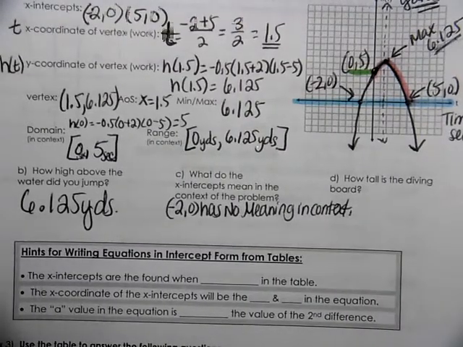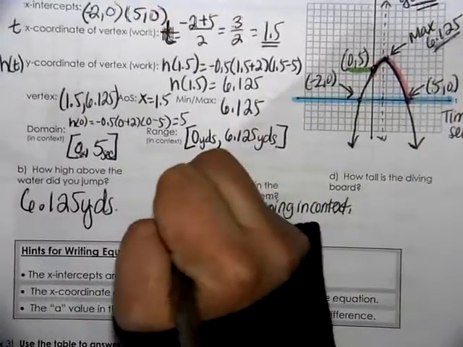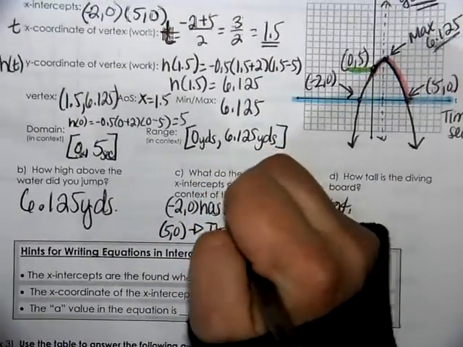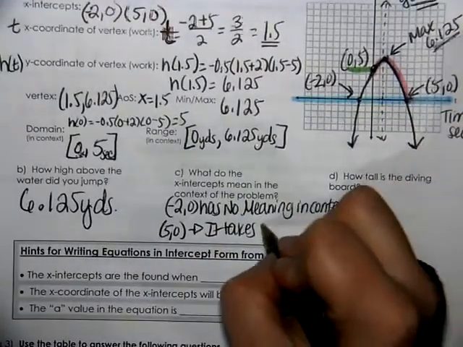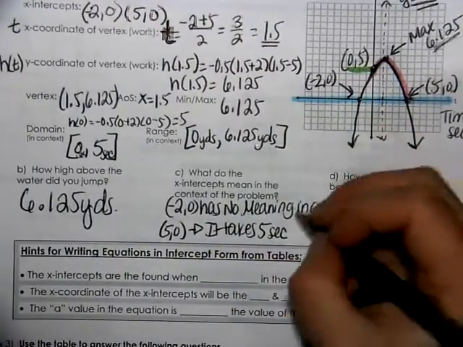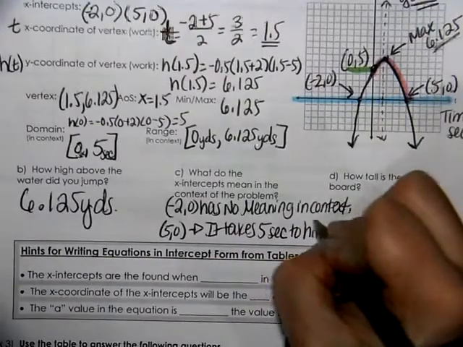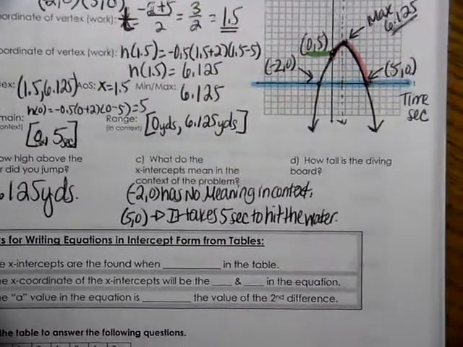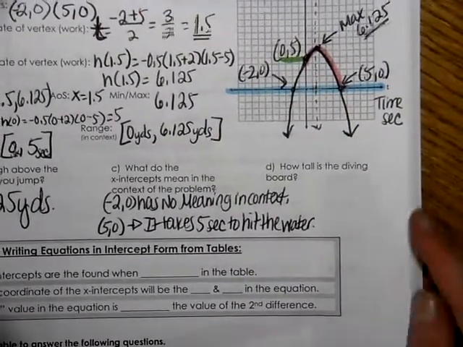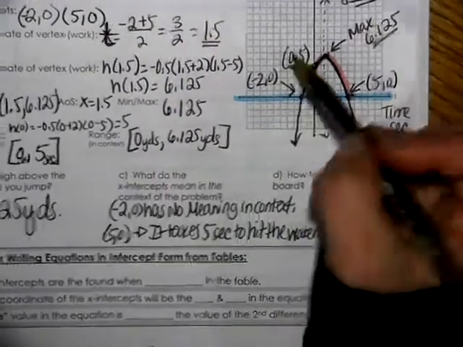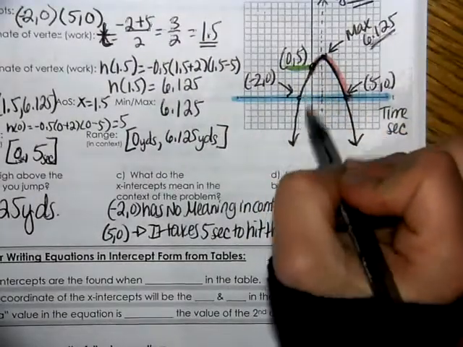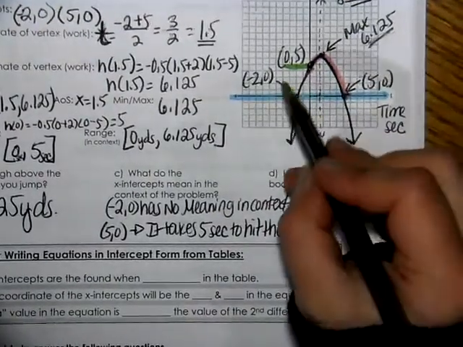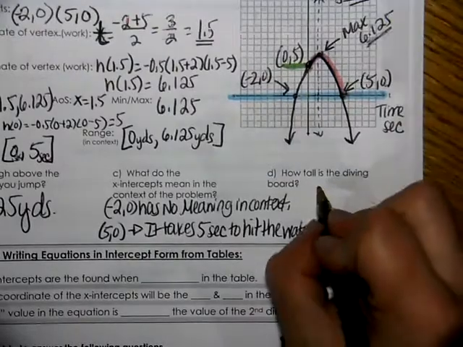So the next one is 5, 0. And what 5, 0 means is that it takes 5 seconds to hit the water. That's what that one means. How tall is the diving board? Well, we talked about it right here. At 0 seconds before you jumped off, we have ourselves a height. And in this case, it's going to be 5 yards.